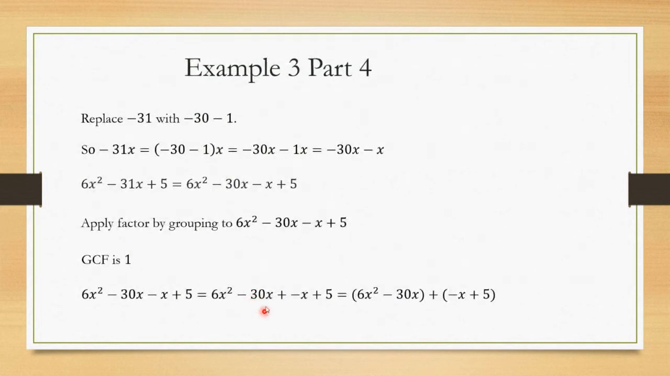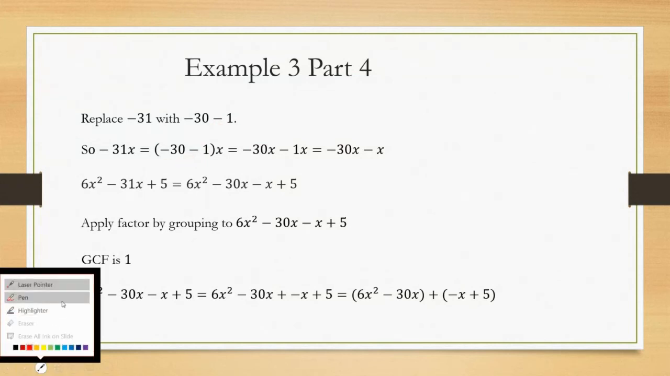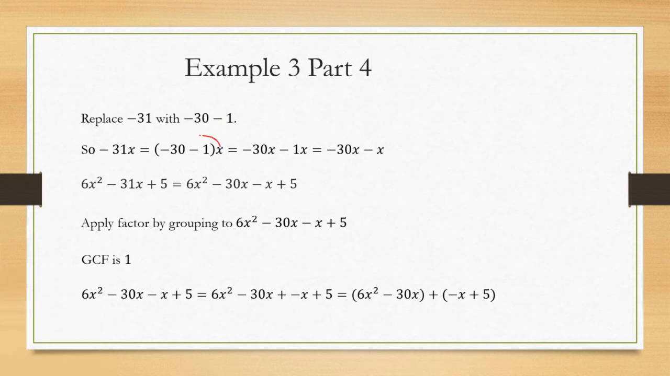Okay. So as before, we have to replace the minus 31x with minus 30x minus 1x. I wrote it as a separate step here. And then, of course, just like before, you distribute the x like so. And doing so, you get minus 30 times x, minus 1 times x, which is the same as this.